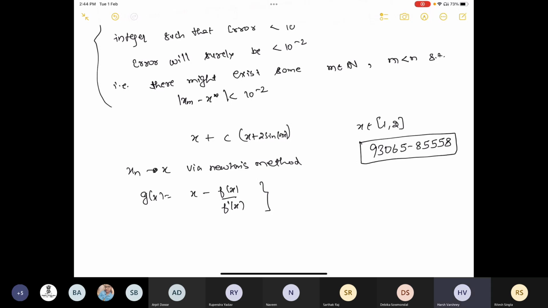Actually, sir, in the question the initial guess is given. Yes. So how can we know that the initial guess is very close to the root? Okay, its root will be around 1.2 something, if I'm not wrong. Yes, sir, it's 1.2 something. So you can surely work with Newton's method also.